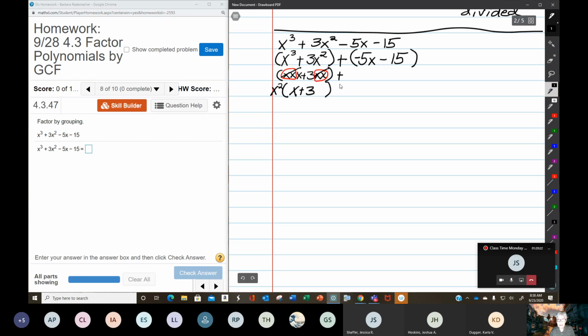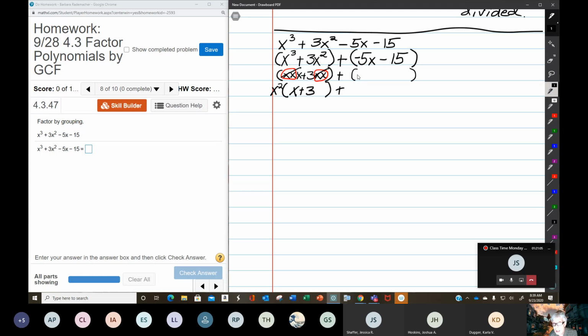Now I write down my plus sign. The most common mistake is to leave off the plus sign. Never leave off your plus sign. Now here, what makes this a little more complicated is that inside here you have a binomial, which is a 2-term polynomial. And the leading coefficient is negative, which means the GCF you pull out of these 2 terms has to be negative.